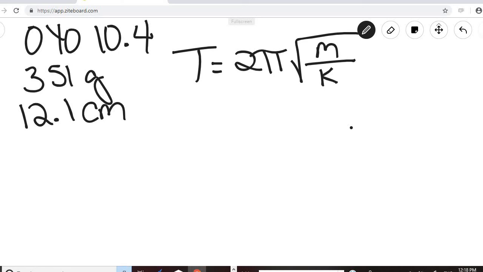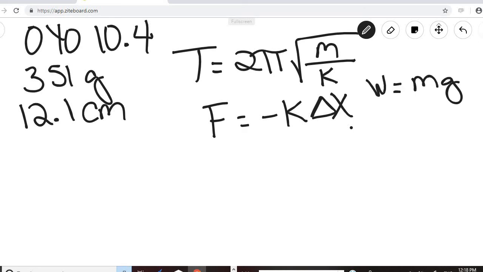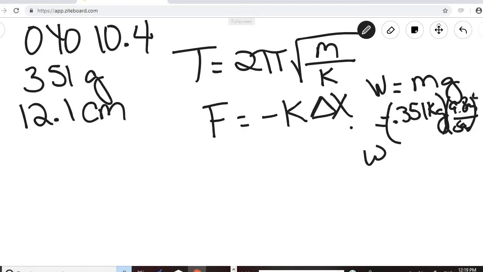But we can get k, right? Because we know that F is equal to negative k delta x. And we know that this F is going to be the opposite sign of the weight. So weight is equal to mass times gravity. So that's going to be 0.351 kilograms times 9.8 meters per second squared. So weight is going to be equal to negative 3.4 newtons.